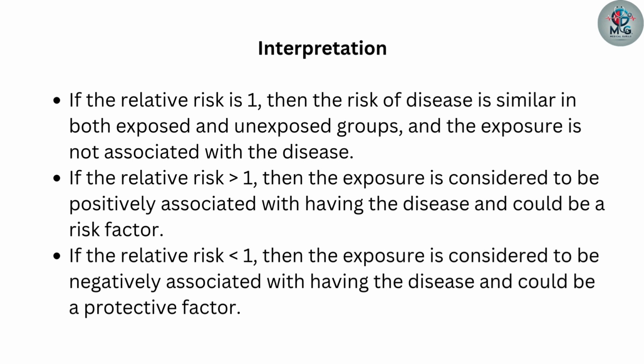Interpretation. If the relative risk is 1, then the risk of disease is similar in both exposed and unexposed groups, and the exposure is not associated with the disease. If the relative risk is greater than 1, then the exposure is considered to be positively associated with having the disease and could be a risk factor. If the relative risk is less than 1, then the exposure is considered to be negatively associated with having the disease and could be a protective factor.